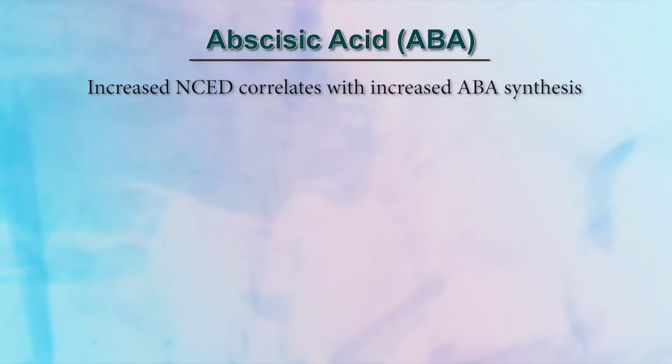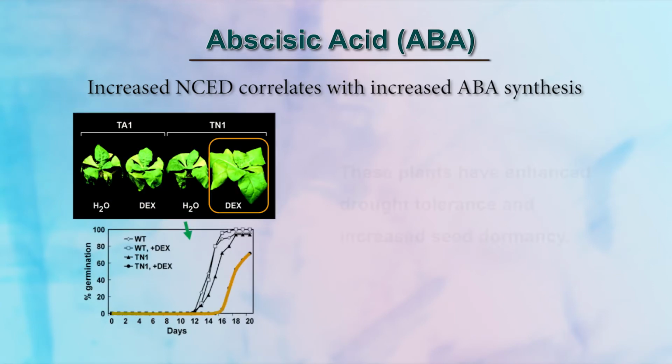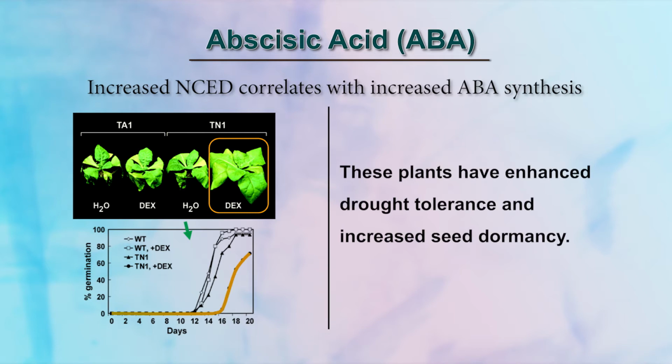On the other hand, if we overexpress NCED, then we have a very high level of ABA in the plant. These plants have enhanced drought tolerance as well as increased seed dormancy, that is, very low frequency of seed germination. This is another important function of ABA.